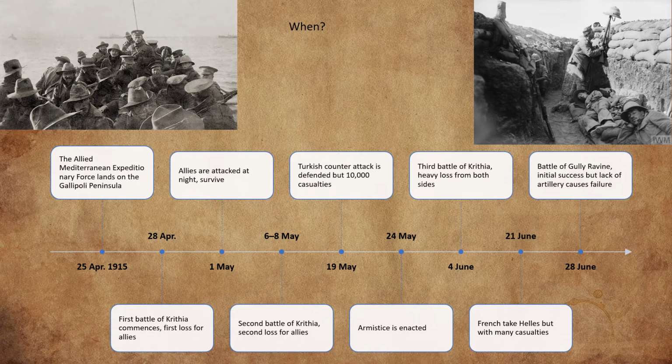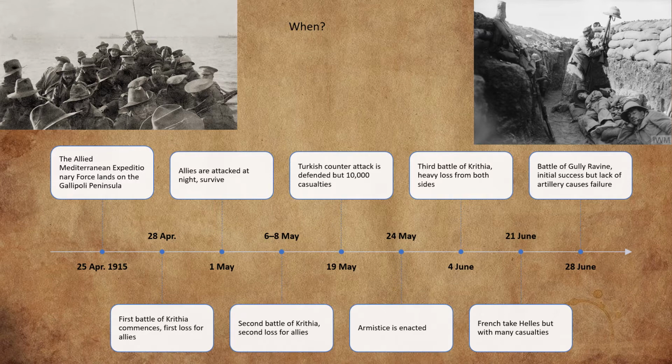On the 25th of April, 1915, the Allied Mediterranean Expeditionary Force lands on the Gallipoli Peninsula in current-day Turkey. On the 28th of that same April, the First Battle of Krithia commences, and it is a major loss for the Allies. They land, and they have to fight uphill the entire time, and it does not go very well for them. On the 1st of May, the Allies are attacked at night. They survive, but they did face heavy casualties.